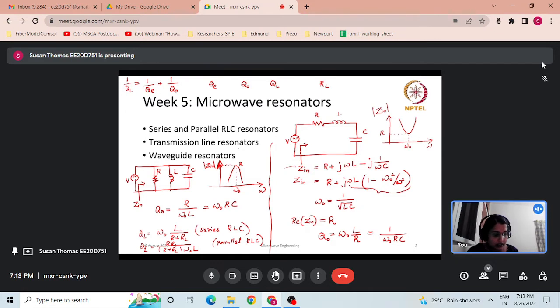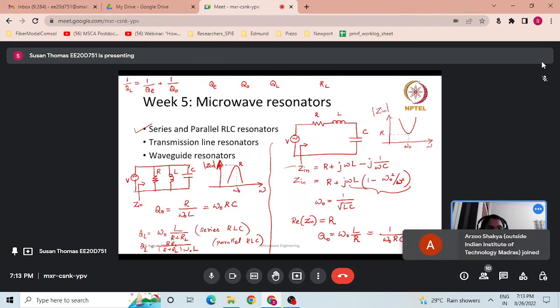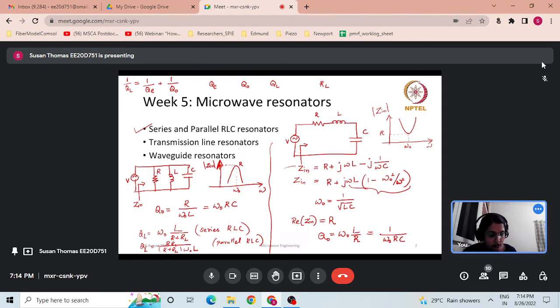So this is the first topic of discussion in week 5, that is series and parallel RLC resonators. Second topic is transmission line resonators. So a transmission line of a certain length and a termination, maybe it could be a short circuited termination or an open circuited termination, that can act like a resonator. When it will act like a resonator and under what condition is being discussed in the video lectures. And we also discussed the Q factor of transmission line resonators.